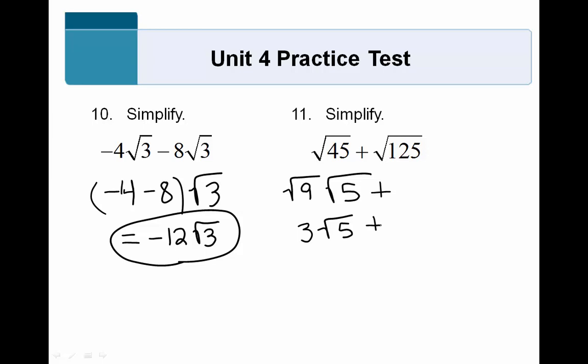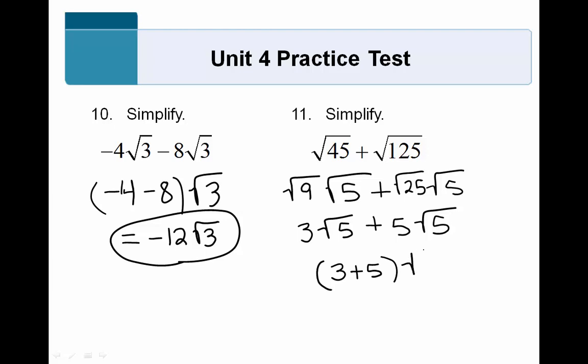Now, if you want to do a factor tree for 125, you can. However, we know that we want a radical 5. And we know that 125 divided by 5 equals 25. And that works out really nicely because we can take the square root of 25. The square root of 25 is 5. So we end up with 3 square roots of 5 plus 5 square roots of 5. So it's like undoing the distributive property here, pulling out that square root 5, we end up with 8 square roots of 5.